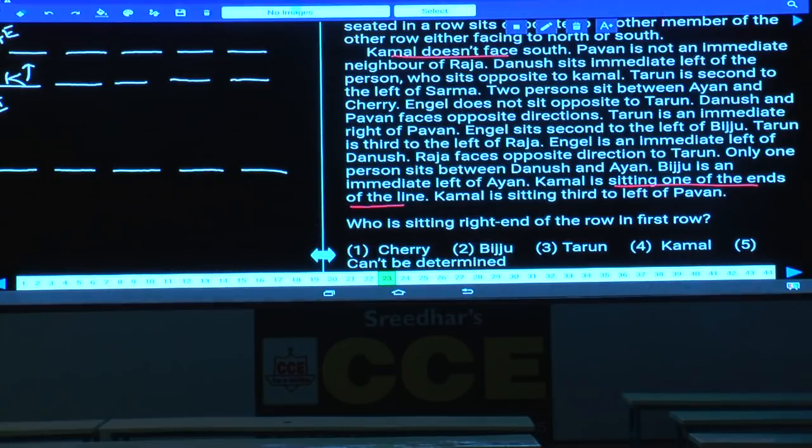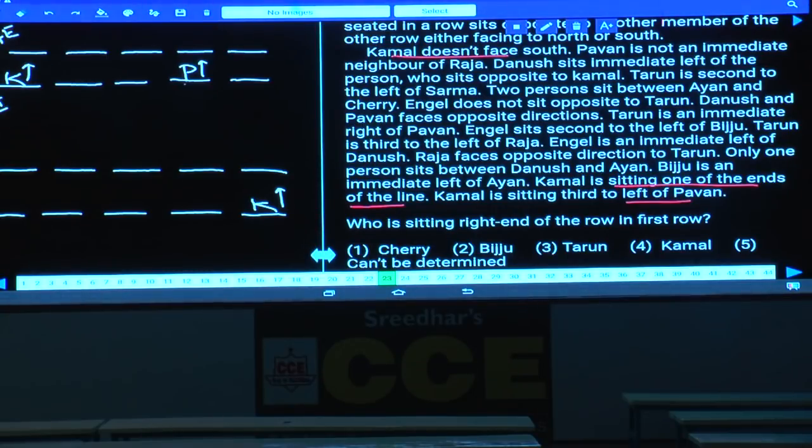3, 4, 5. Here also 1, 2, 3, 4, 5. Now in this one Kamal is here. Now this Kamal is at an end of the row and is facing towards north. And Kamal is seated south to the left of Pawan. As Kamal is seated south to the left of Pawan, Pawan is here. South to the left hand side means Pawan must be facing towards which direction? Pawan must be facing towards north. Clear?